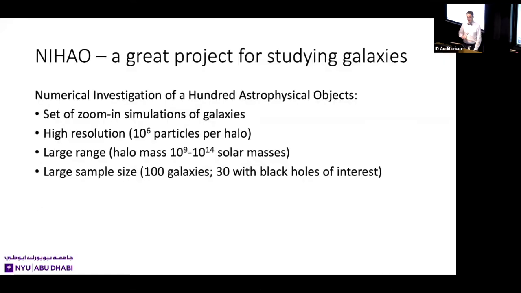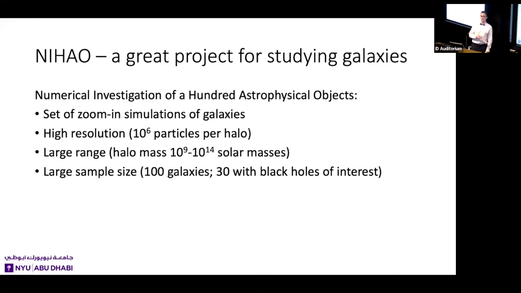Pretty cool. I work in the NIHAO project, which is the Numerical Investigation of a Hundred Astrophysical Objects. It's a set of zoom-in simulations. It has a million particles per halo. We have halo masses at redshift 0 between 10 to the 9 and 10 to the 14 solar masses. And yeah, there's a large sample size. Around 30 of those galaxies have black holes of interest.